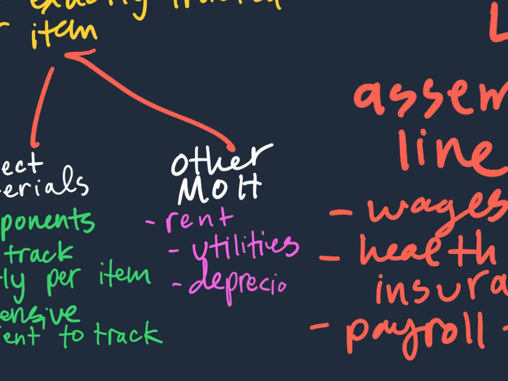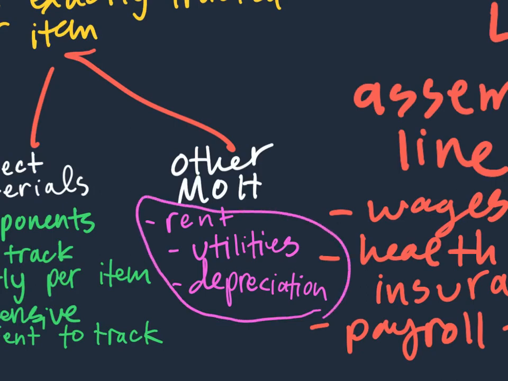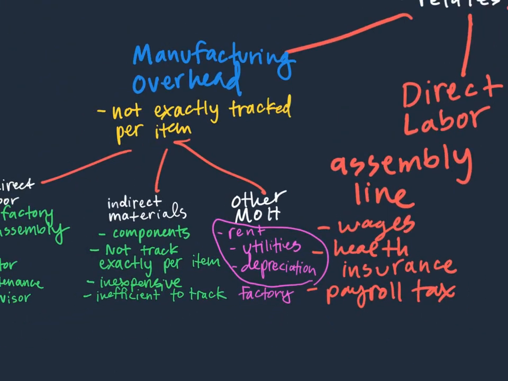But the key here with other overhead that often hangs up students is that all of these things, rent, utilities, depreciation, they only count as part of other overhead if they are for the factory. So for example, rent on the corporate office building would not be other overhead because it does not relate to the factory. So here we have our completed cost tree.